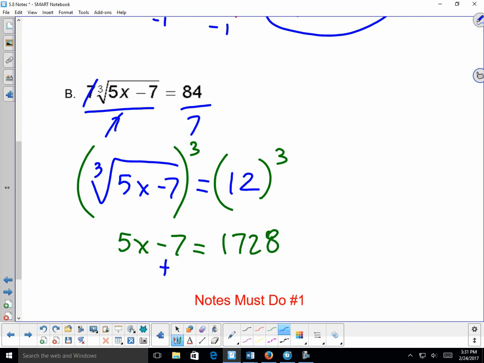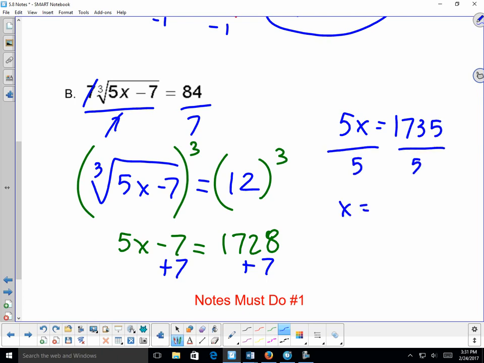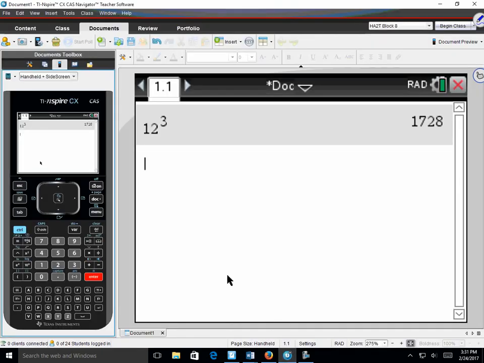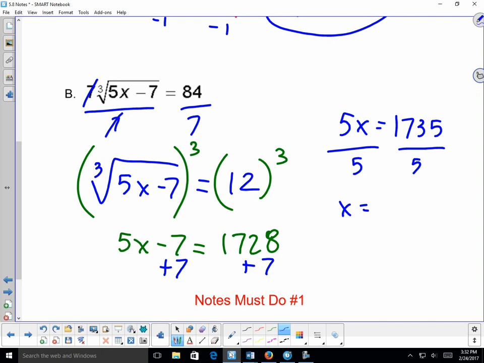I will add 7 to both sides, so I get 5x equals 1,735. Then I'm going to divide both sides by 5. What's 1,735 divided by 5? I get 347. So my answer should be 347.